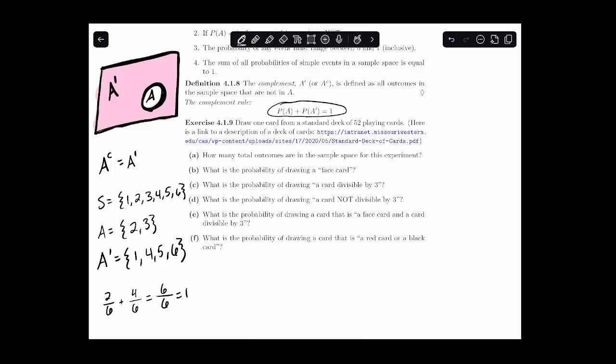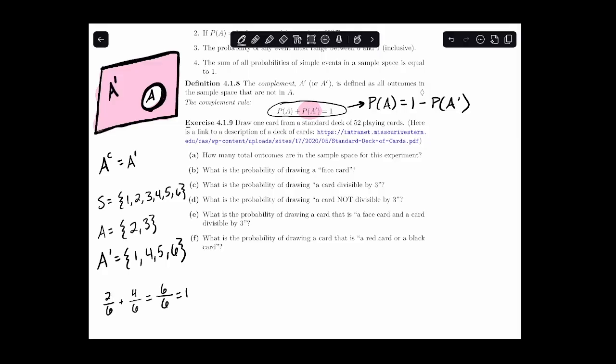And sometimes this complement rule can be helpful for finding a probability. Maybe it's really easy to find the probability of the complement or the probability of the set. Let's say it's easy to find the probability of the complement. Then I could find the probability of A by subtracting the probability of the complement from both sides. So it can be helpful for making problems simpler if I know something about the set or its complement. I can use that to find information about the other.